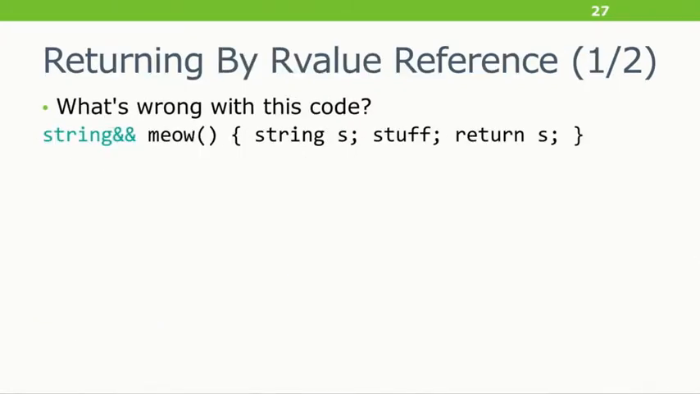OK, so more R-value references. We hear about R-value references. This is like R-value references 101. We have a local string s. We do stuff to it. Then we try to return s. But here, instead of saying move or anything, we want to return an R-value reference. So we say string ref meow.